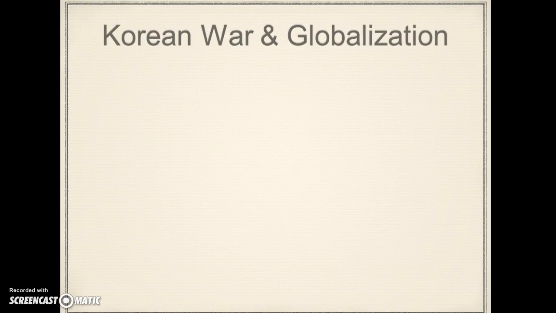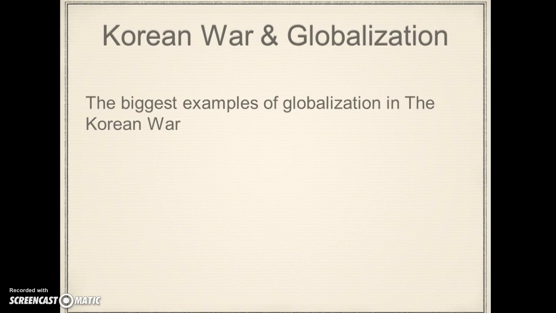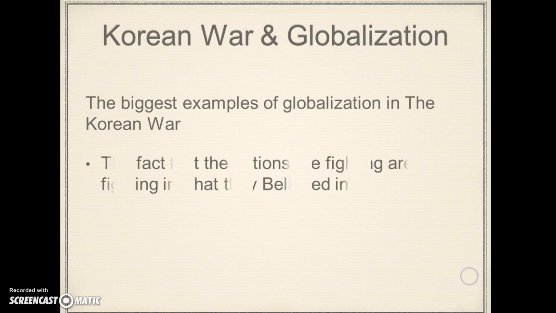Korean War and globalization. The biggest examples of globalization in the Korean War were the fact that the nations are fighting for what they believed in, and it's not just fighting a war to fight a war. It's, I'm fighting for this reason, to spread communism, and I want to take you over, and I want to spread communism all over the world. That was their big punchline.